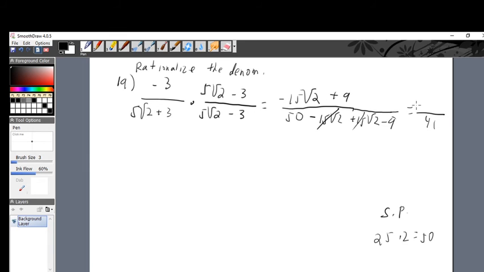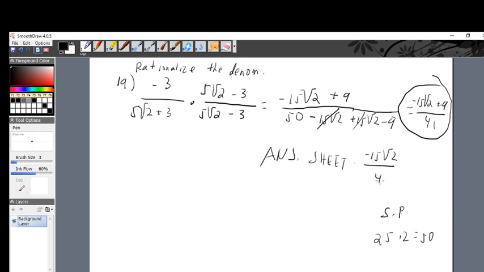And what's on top here? Minus 15 square root of 2 plus 9. Here is your final answer. On some answer sheets, that could be your final answer. On some answer sheets, they will write minus 15 square root of 2 over 41 plus 9 over 41. They'll give each one their own denominator. That's what you might see on some answer sheets. Don't forget the minus is part of it. It's part of the answer.